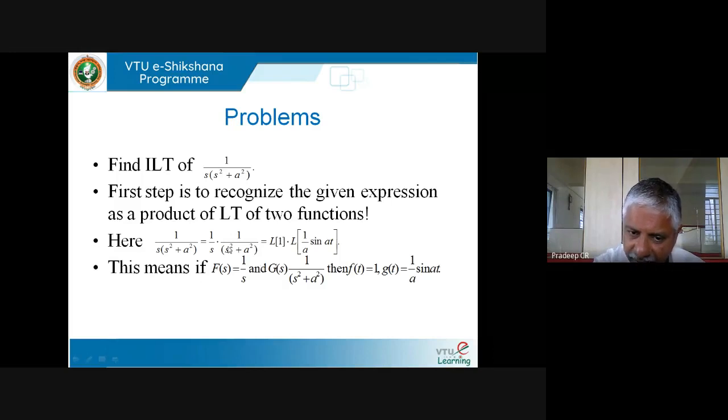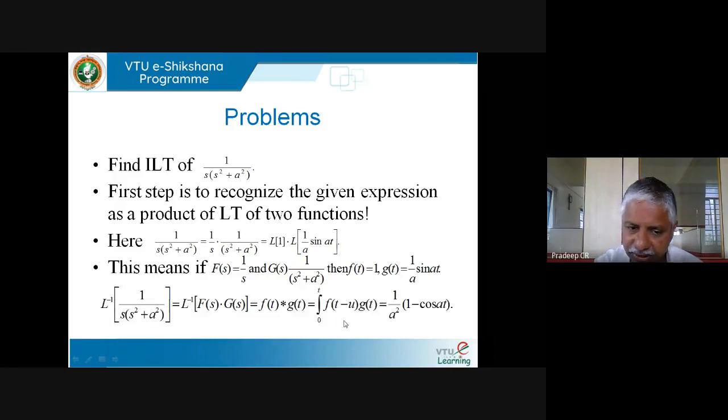This means capital F of s, I'll call it 1 by s. Capital G of s, I'll call it 1 by s square plus a square. Then small f of t is 1, and small g of t is 1 by a sine at. This is just notation for inverse Laplace of capital F and capital G.